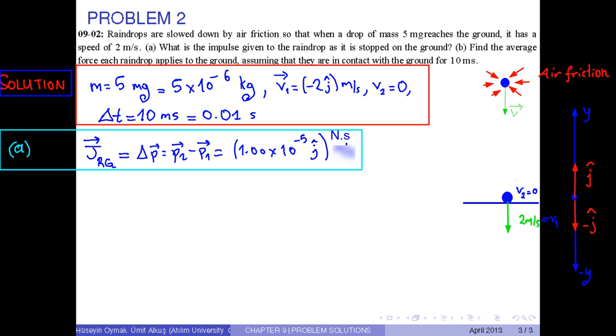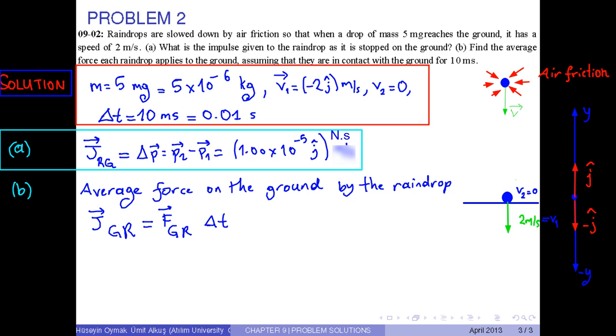The average force on the ground by the raindrop is found from J sub Gr equals F sub Gr times delta t. In this case, the subscript means the impulse on the ground by the raindrop and also the average force on the ground by the raindrop. Or, since we are interested in force, we have F sub Gr equals J sub Gr over delta t.